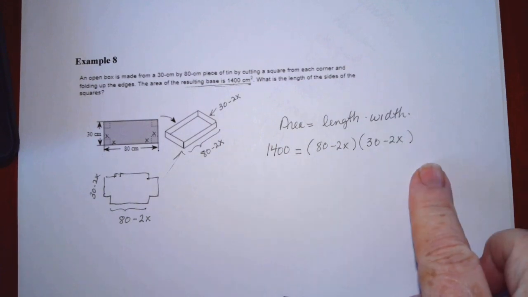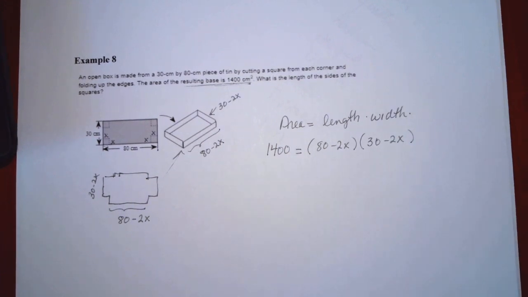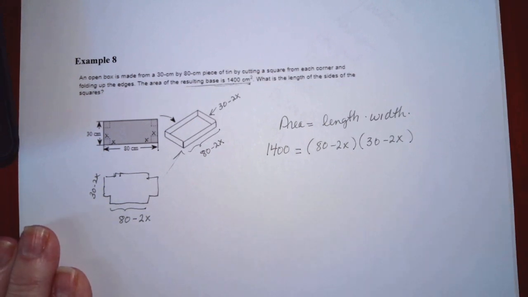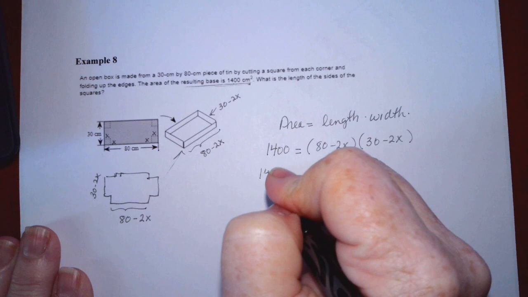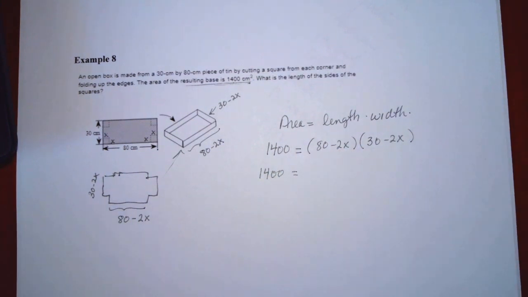So we have a quadratic equation, but it's not yet in the form that we can use to solve it. So I'm going to need to simplify this quadratic equation. I'm going to multiply it out. Now let me stop here just for a second.